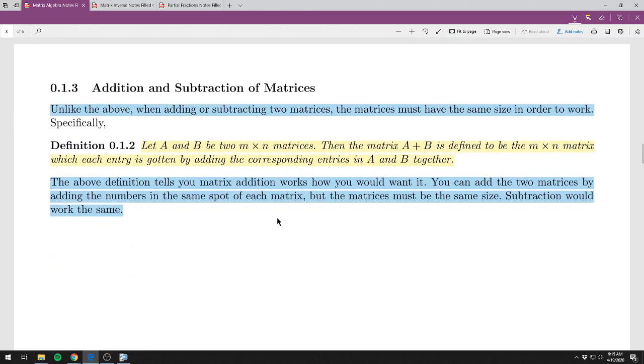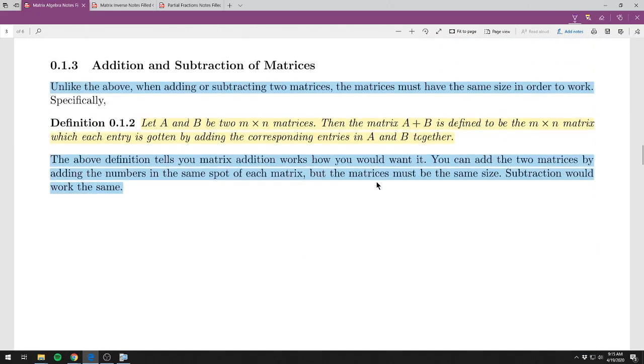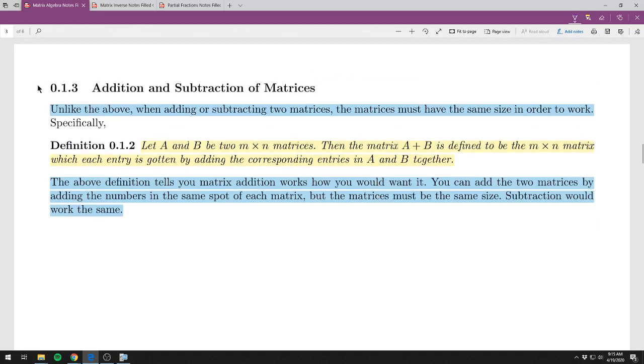All right, now adding and subtracting matrices. I, for some reason, have giant white space. Adding and subtracting matrices, pretty much it works how you would guess, but you can't just add or subtract matrices whenever you want. Okay, so the definition of doing it: let A and B be two M by N matrices.